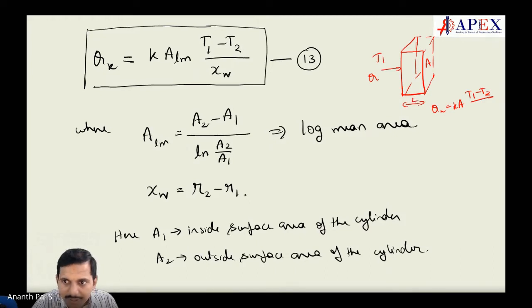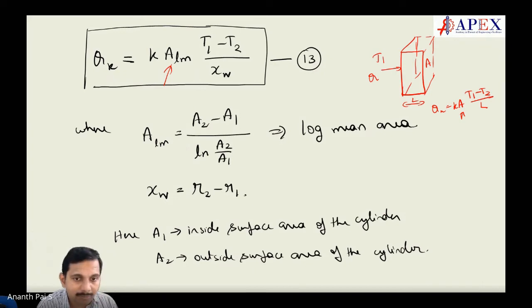This is what we said in the slab. This one is equivalent to that, but instead of area, it is a log mean area. Make sense? Where log mean area is (A2 minus A1) divided by log of (A2 by A1). That is what is called the log mean area.